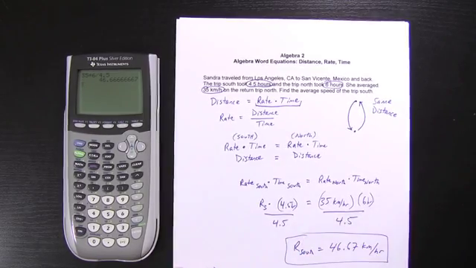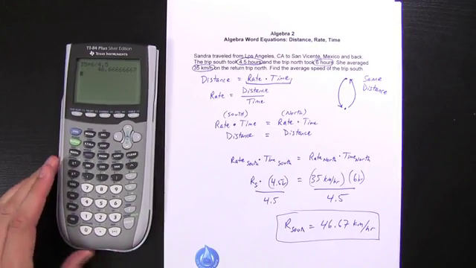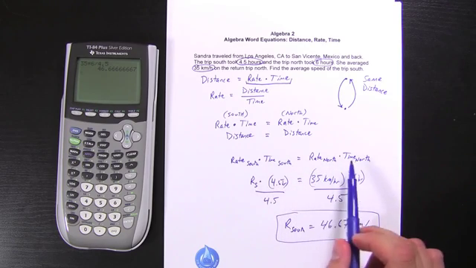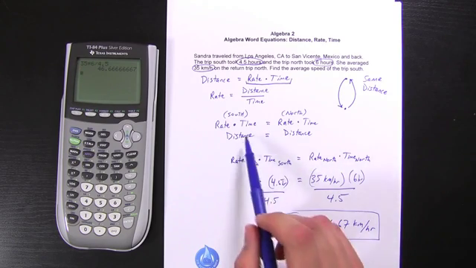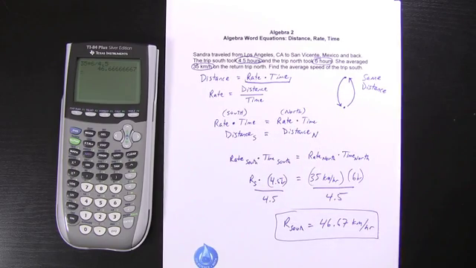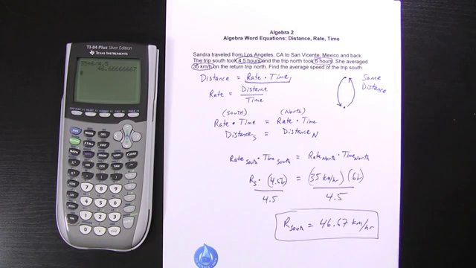Thank you very much, and we are out of here. All right, so there's our answer, and you can see how we set it up. Very slick. Rate times time is equal to rate times time. Why? Because the distance south is the same as the distance north, going from LA to Mexico, Mexico back to LA.